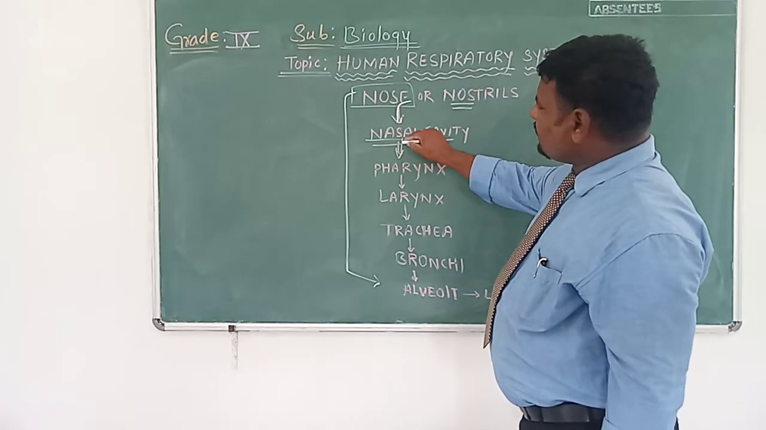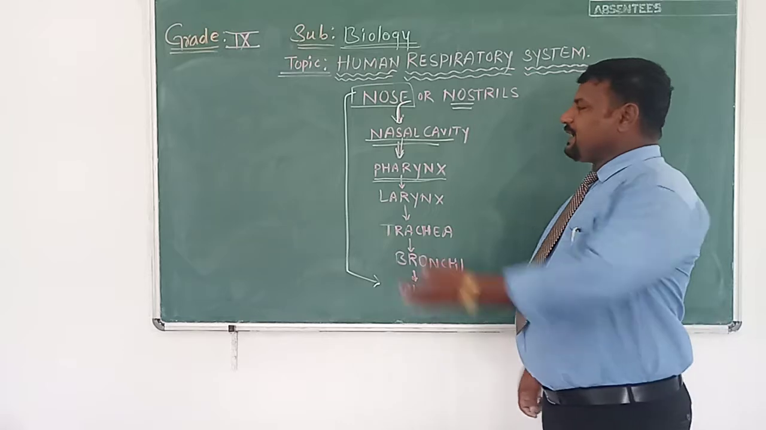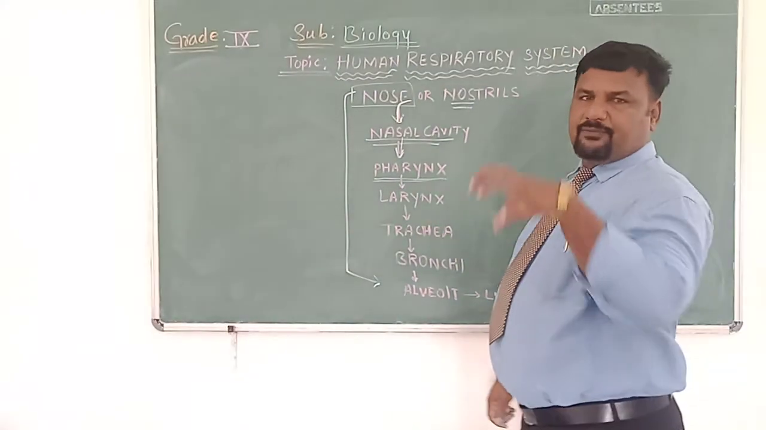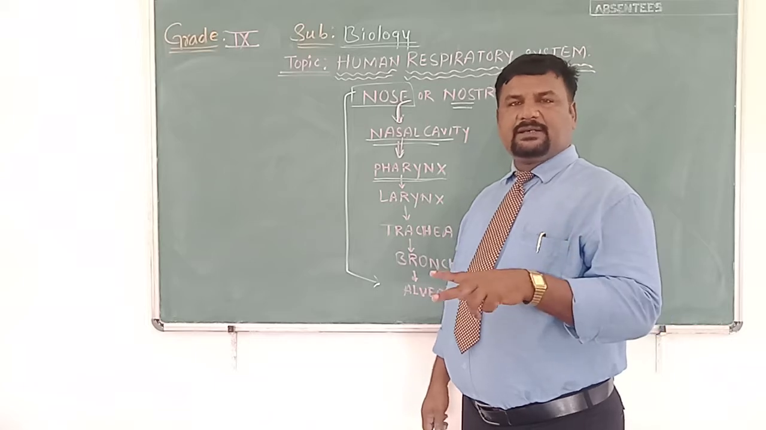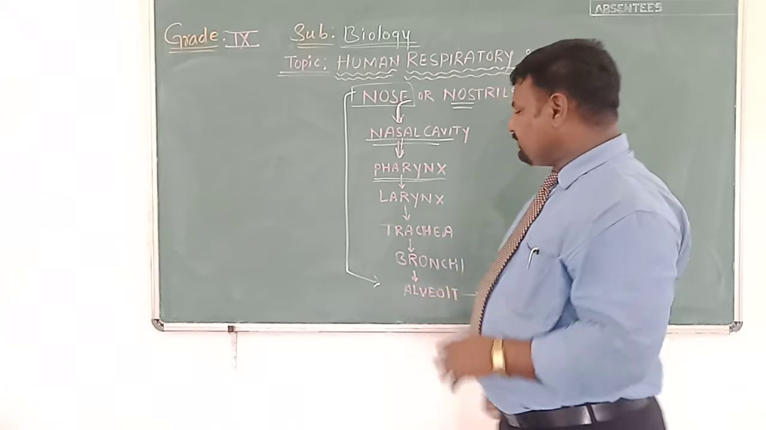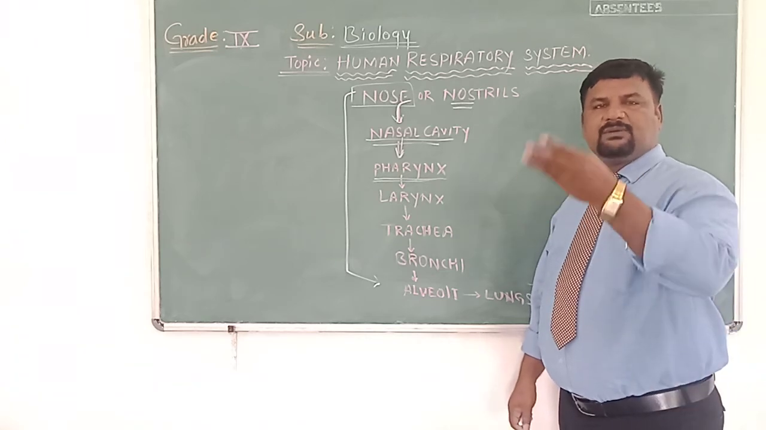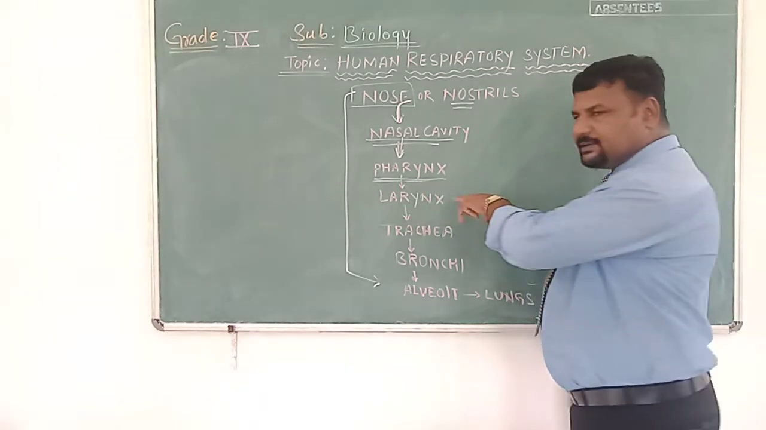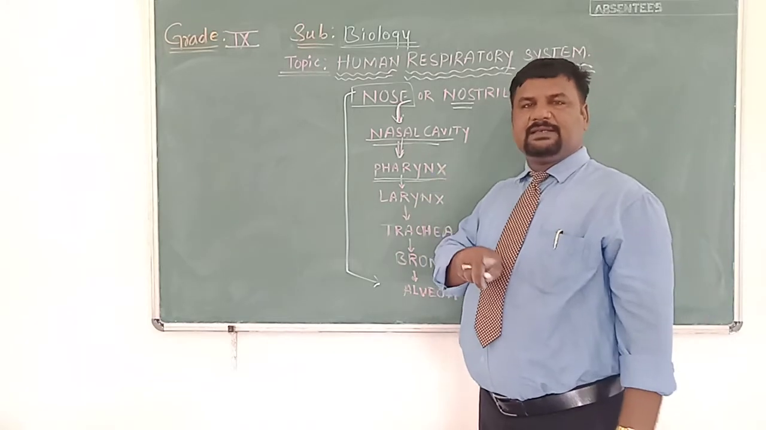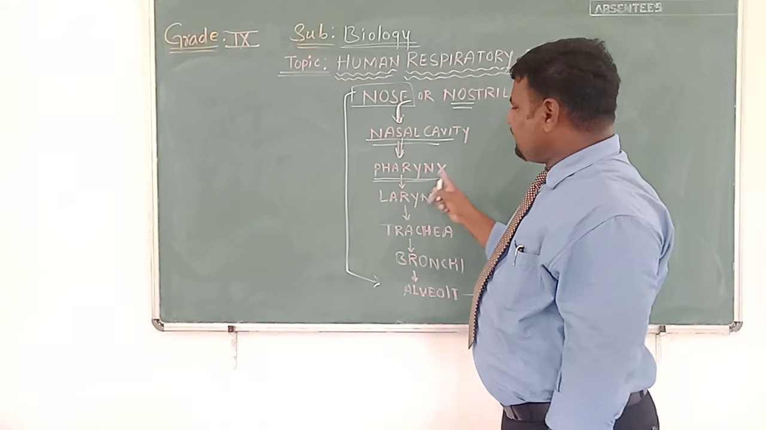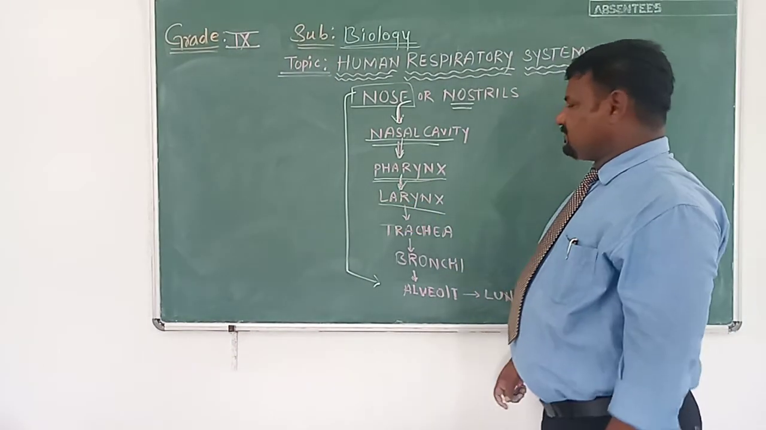Down below the nasal cavity is the other part, the pharynx. The nasal cavity opens into the pharynx. The pharynx is a common passage for the movement of air during respiration and the movement of food during digestion. The food we eat from the mouth moves through the pharynx towards the esophagus. So it is a common passage for both food and air. The pharynx opens into the next part, called the larynx.